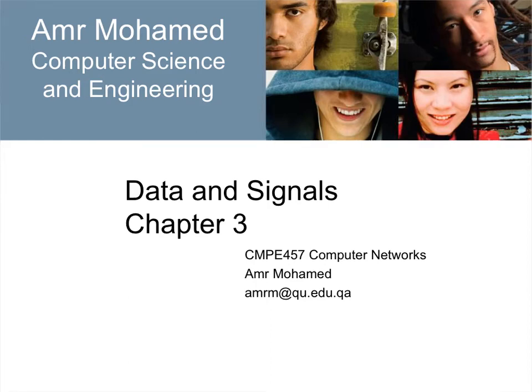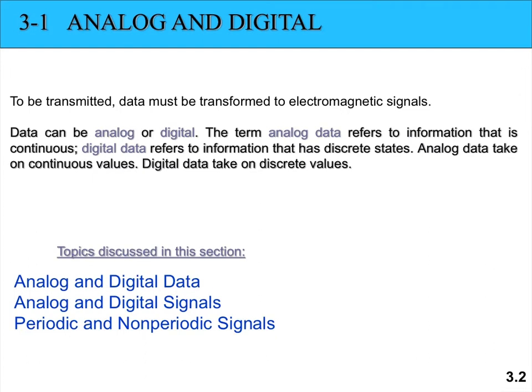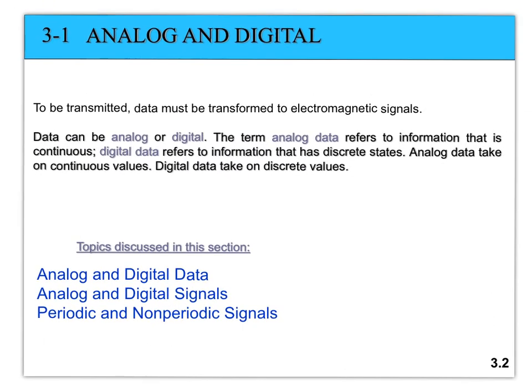Today inshallah we're going to start chapter 3 after we finish the introduction. So this chapter talks about data and signals, the fundamentals regarding data and signals, because this is the representation of data in the physical layer. So we'll get introduced to what analog signal is, what digital signal is, what is periodic and non-periodic data, and all the properties and theory behind these types of signals.